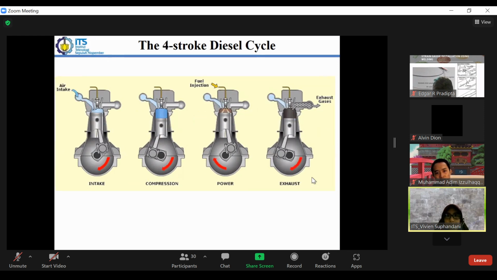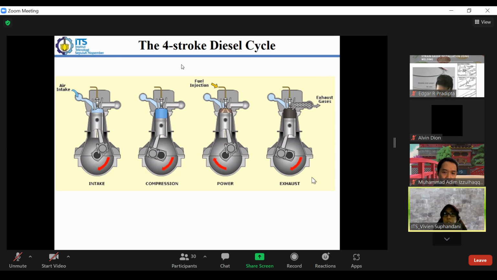And we have the 4-stroke engine, and the process is similar to what we have in the gasoline engine. So we have intake, compression, power, and then exhaust. The difference is that now we use fuel injection instead of a spark plug.